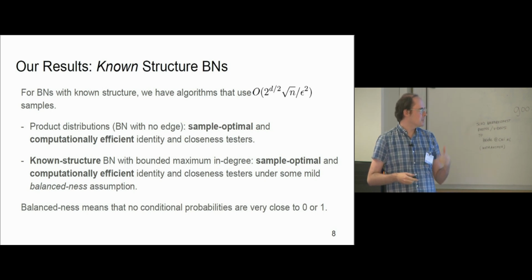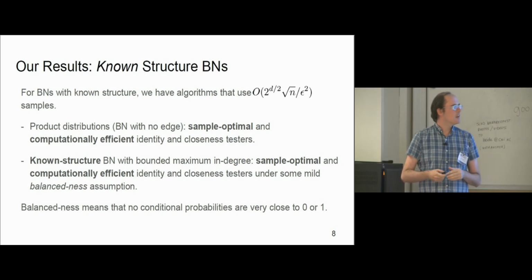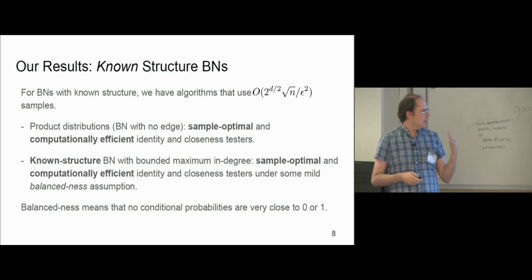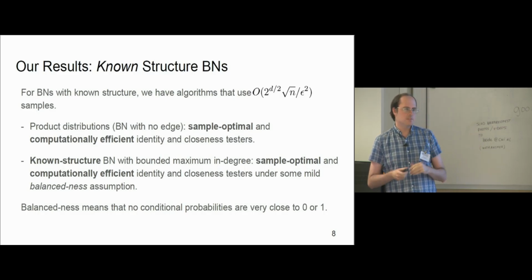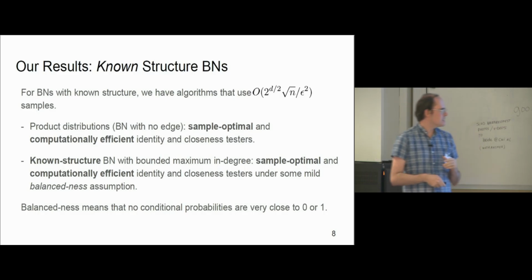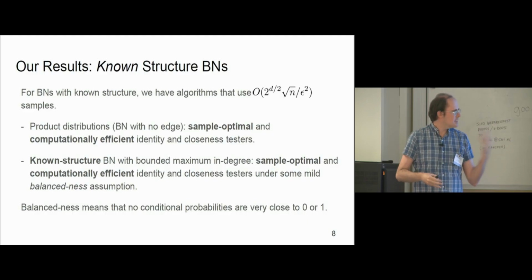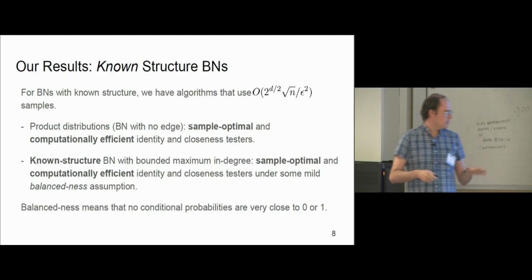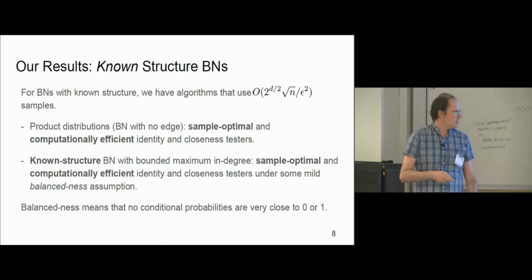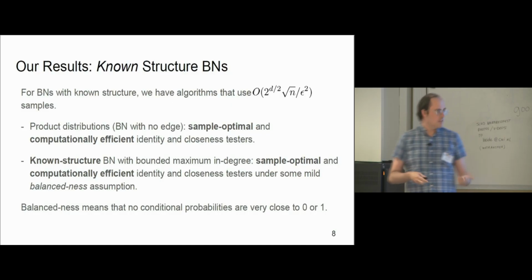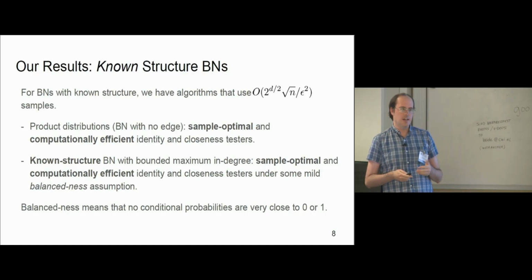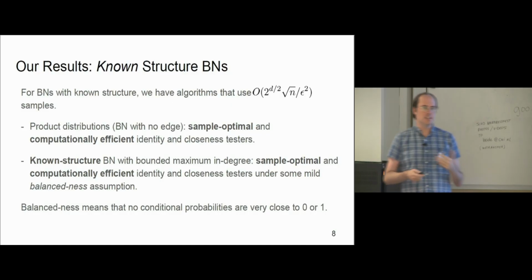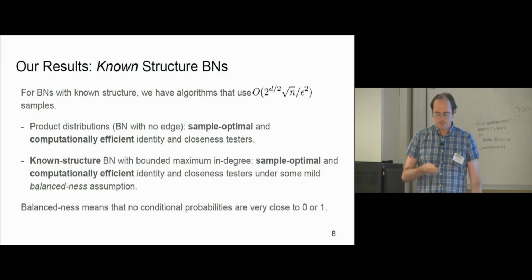We have a sample optimal thing for identity and closeness. With the general case, we have to assume something, which is this balancedness condition. A Bayesian net is going to be balanced if all the conditional probabilities are constantly far from 0 or 1. And under that case, we can also test identity and closeness with the sample complexity.